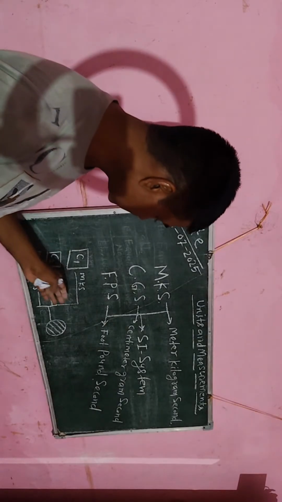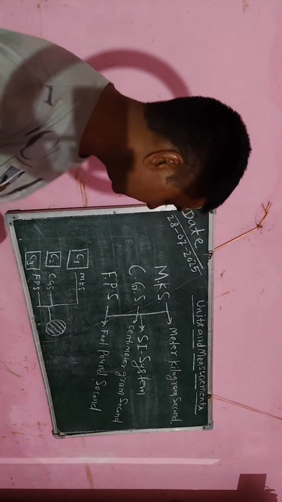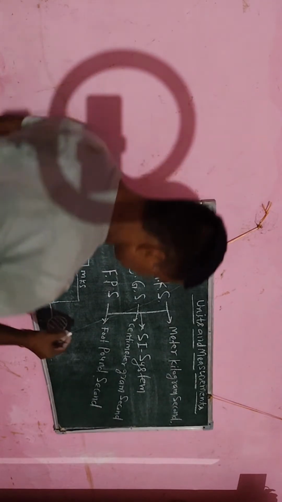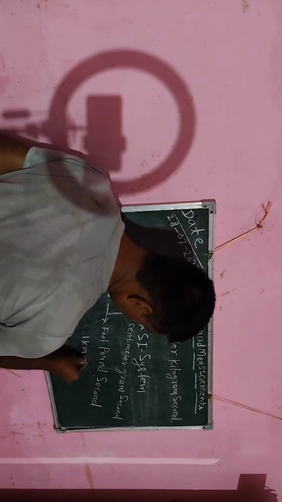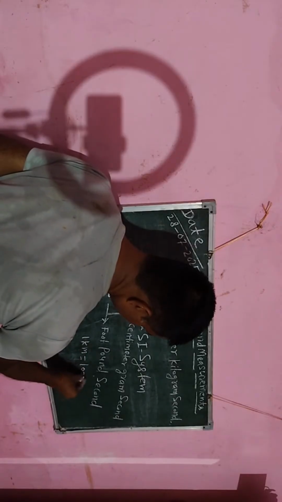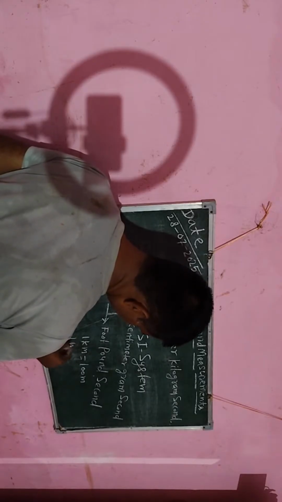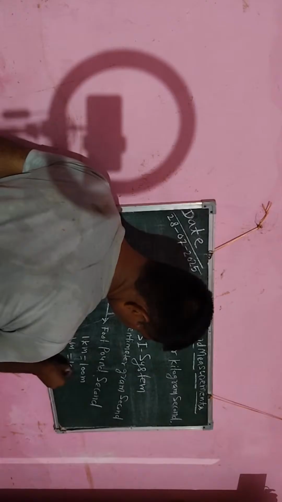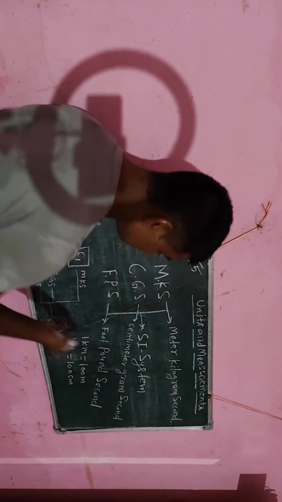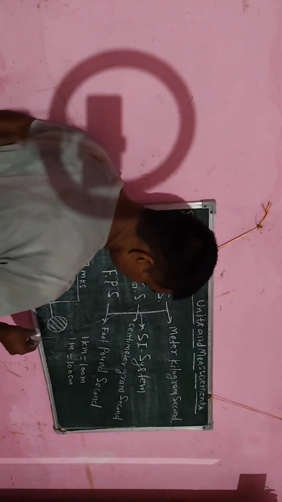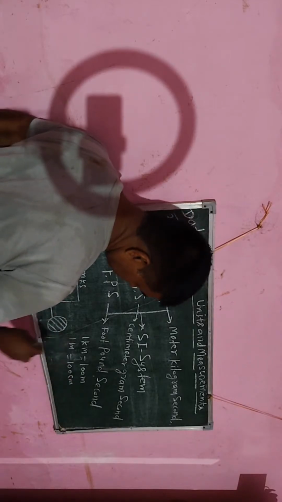So the scientists from each and every country collected at a point, and they gave a decision. The decision is that 1 kilometer is equal to 1000 meter, and 1 meter is equal to 100 centimeter. So these are the information given by the SI system.